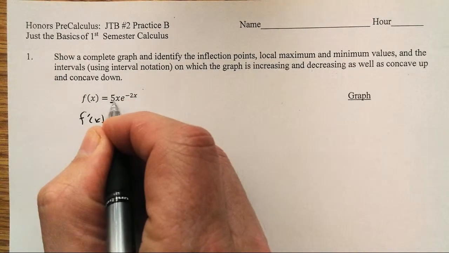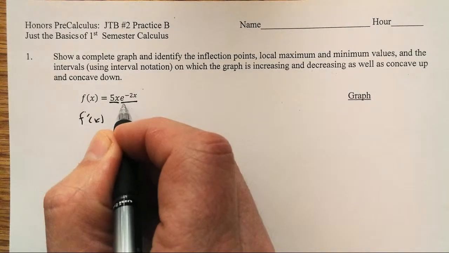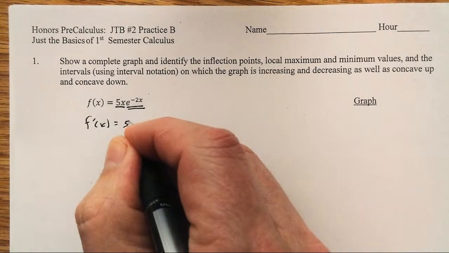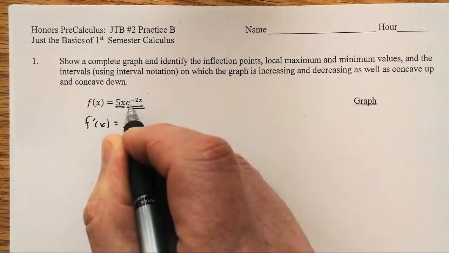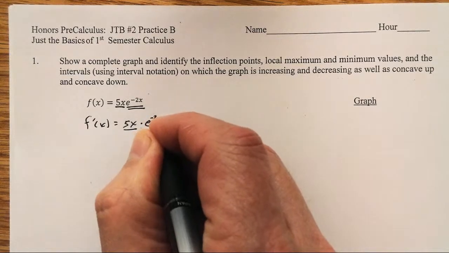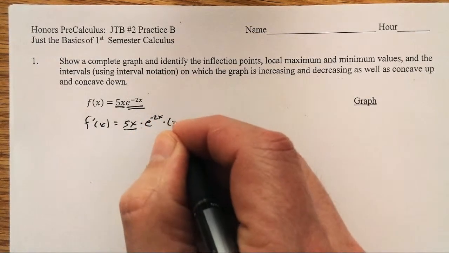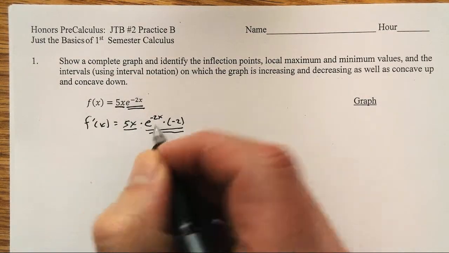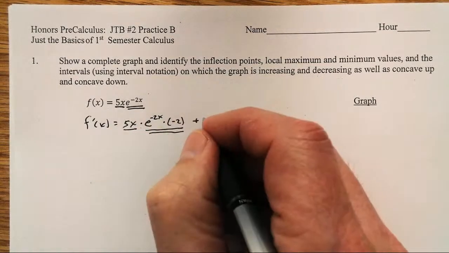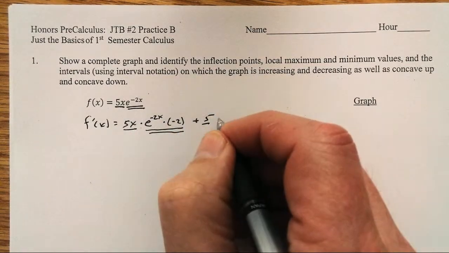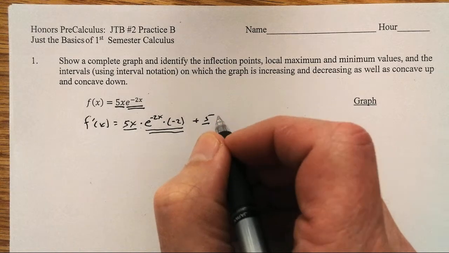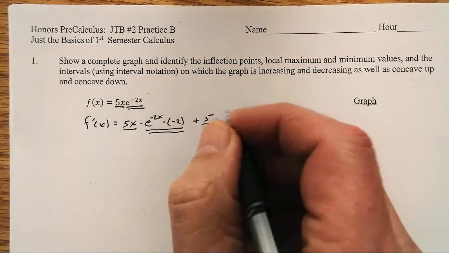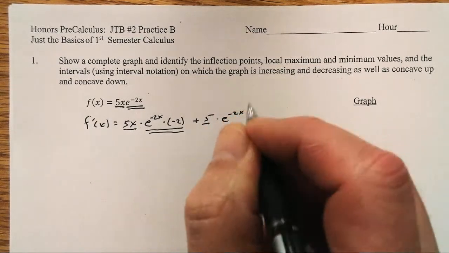I'm going to refer to 5x as our first function, e to the negative 2x our second function, and this is a product rule. So we need the first function, 5x, times the derivative of the second one. That would be e to the negative 2x times, treat the baby, negative 2. First function times second derivative plus first derivative, plain old 5, times the second function as it is.